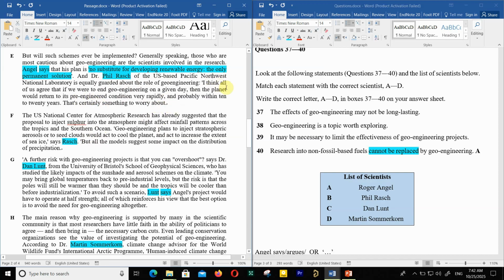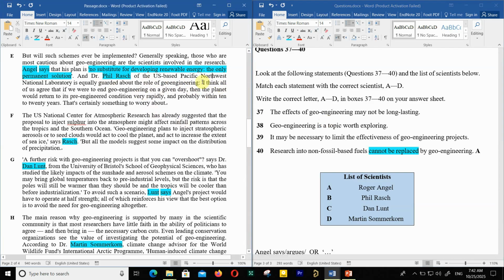Okay, I think that's all. So here I cannot see any keywords to look for. Geoengineering plans to inject stratospheric aerosols or to seed clouds would act to cool the planet and act to increase the extent of the sea ice. And after that, but all the models suggest some impact on the distribution of precipitation. No, nothing related to these keywords in these statements.